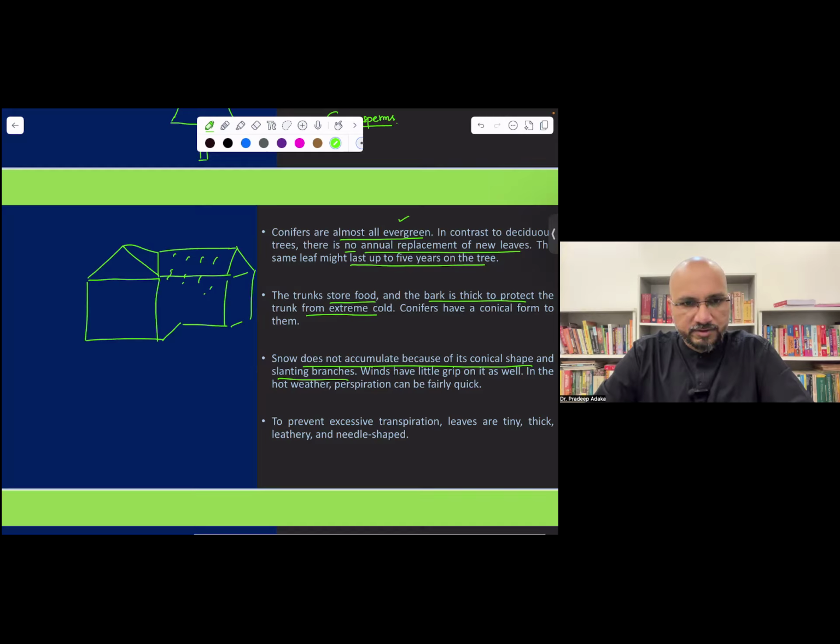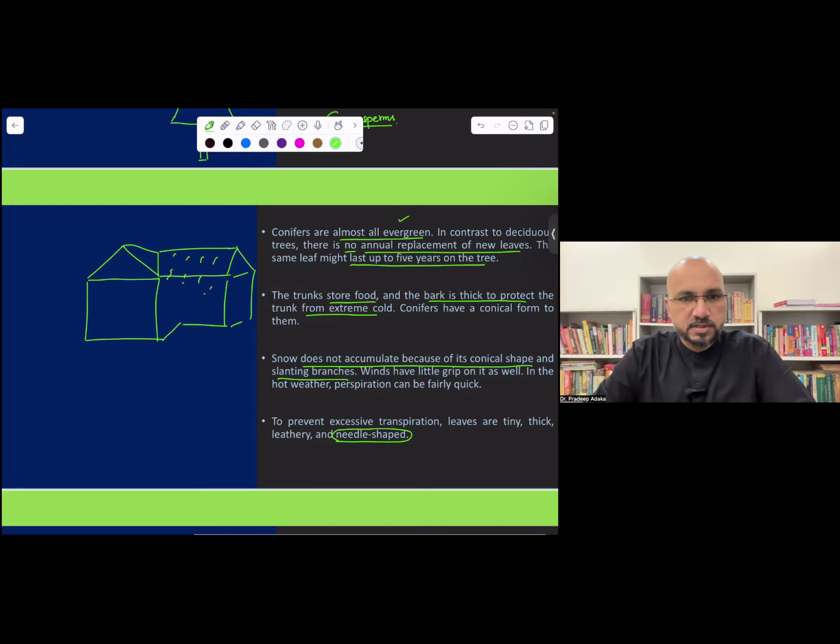In the hot weather, evaporation and transpiration are fairly quick. So leaves are modified into needle shape to prevent excess loss of water due to transpiration. Are you getting it? Why they have a conical shape? These are different adaptations of organisms, plants and animals, to different climatic conditions.